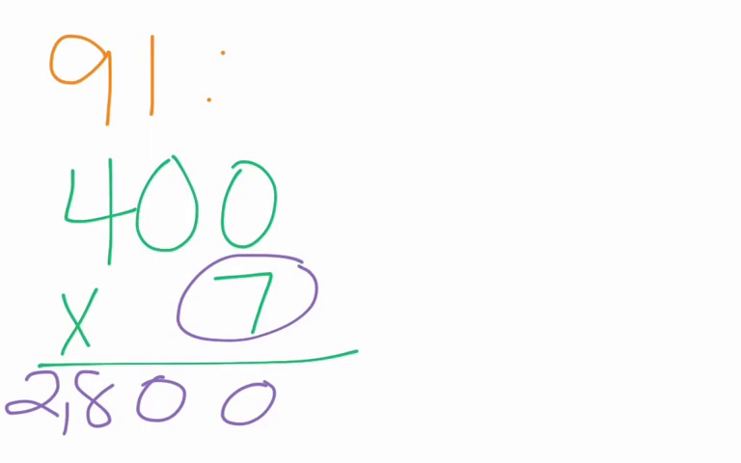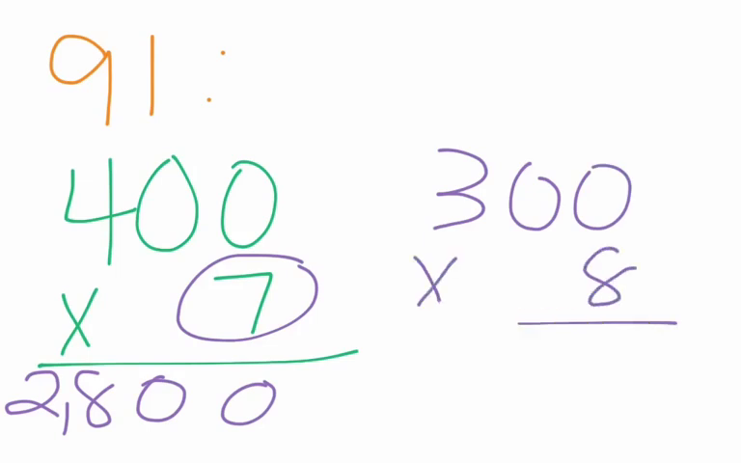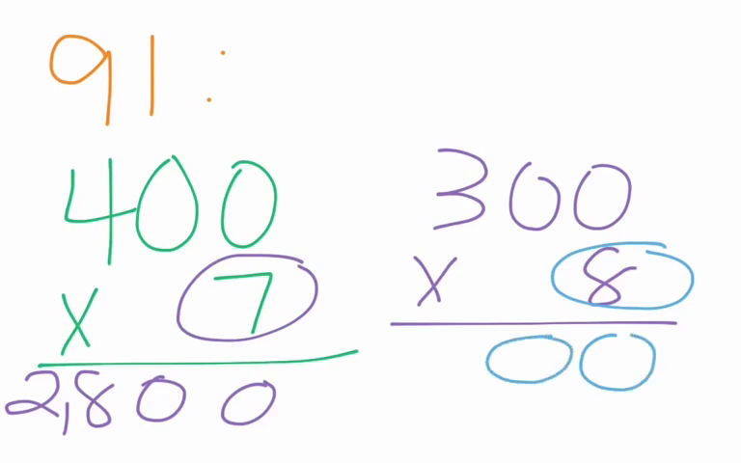Here we go. Remember, I'm going to write it the way that I want the equation to go. So I'm going to do 300 times 8. And I'm going to circle this 8 so I make sure I answer every single one. So we have 0 times 8 is 0. 0 times 8 is 0. 8 times 3 is 24. And we have 2,400. Okay, let's erase this and we'll do the next two.